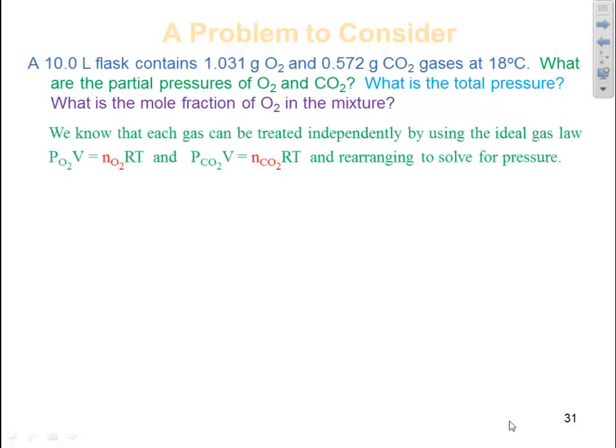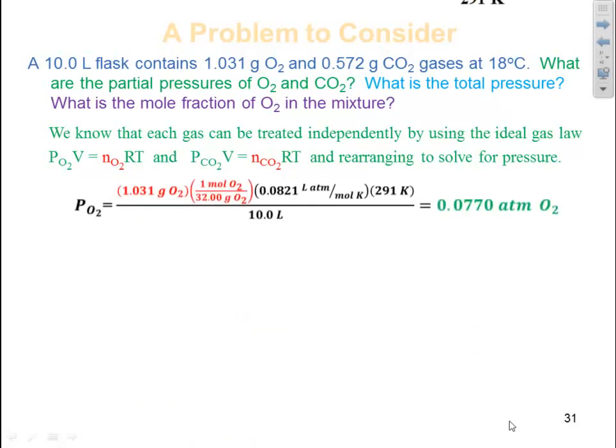Well, we know that each gas can be treated independently by using the ideal gas law. So in the oxygen case, the partial pressure of oxygen times volume is equal to the number of moles of oxygen times RT. And the partial pressure of CO2 times volume is equal to the number of moles of CO2 times RT. Rearranging these to solve for pressure, the partial pressure of oxygen is equal to the number of moles of oxygen times RT, divided by V.